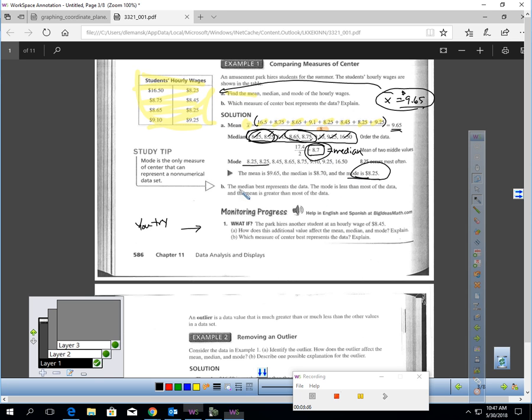Now, the median is best representing the data. The mode is the bottom amount. That's not a good measure of center, so even though the mode was $8.25, that doesn't really measure center very well. And the average, 9.65, if you look at this, there's only one person that makes more than $9.65. Everybody else makes less. So I don't know that that's a very good number to show the center amount of the values, okay?